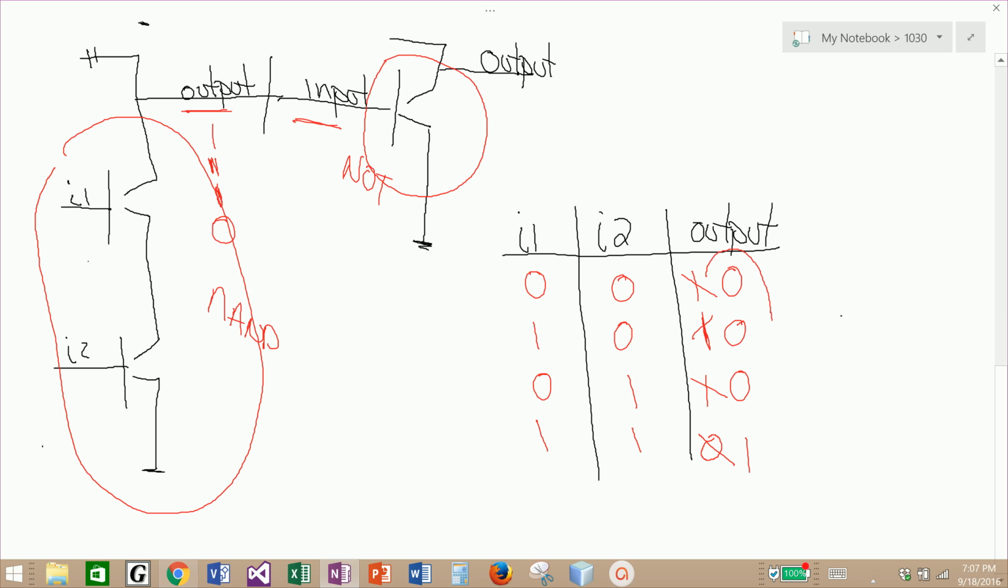Does this particular output look familiar to us? This is actually an AND gate. The symbol for an AND gate looks just like a NAND gate, with the exception that there is no circle on the front. There are two inputs into the AND gate and a single output coming out of it.